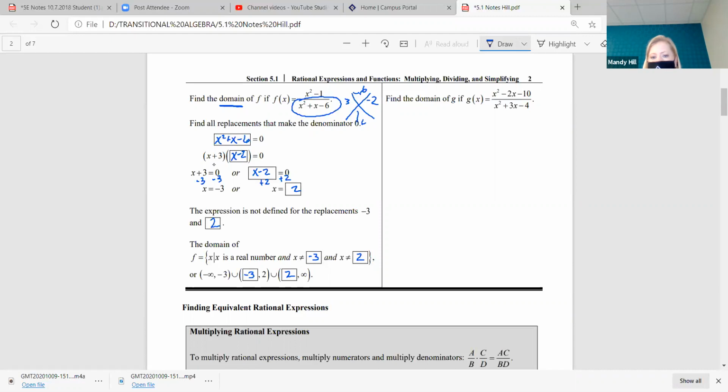Okay, so find the domain of g of x. Now, we're focusing on the bottom here. So we're trying to factor this. We want to know, well, when is that equal to 0? So we're wanting something that multiplies to -4, but adds to 3.